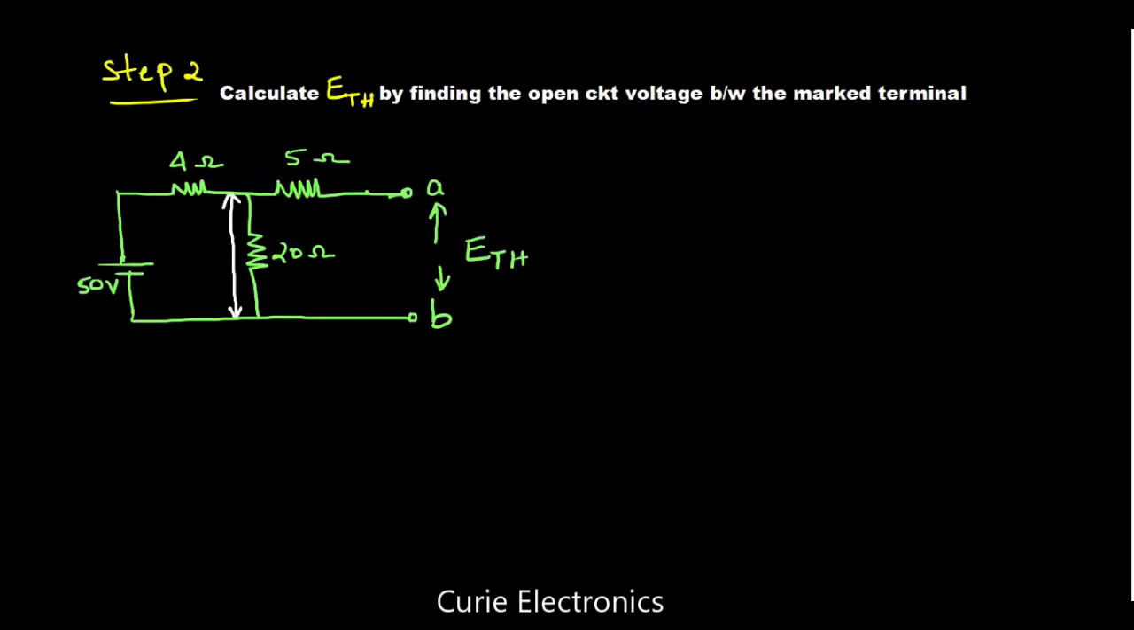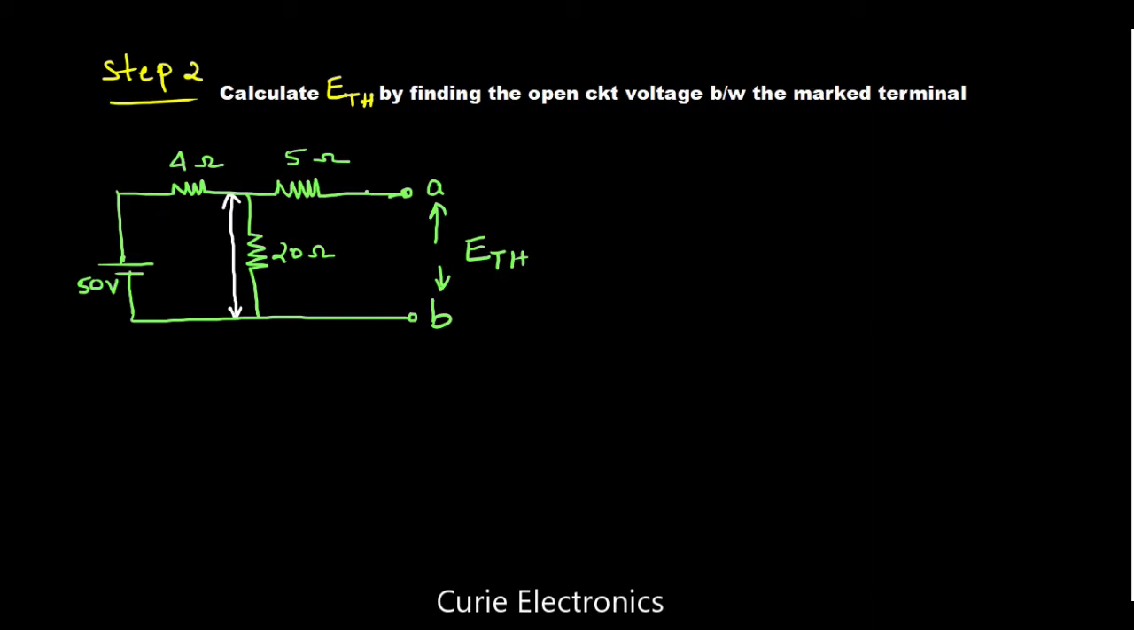Step 2, calculate ETH, that is the open circuit voltage. When you remove the load, after removing the load we will get the open circuit voltage. Calculate ETH by finding the open circuit voltage between the marked terminals. That means ETH is equal to, if you connect a multimeter between B and A, whatever the reading the multimeter shows, that is the ETH.